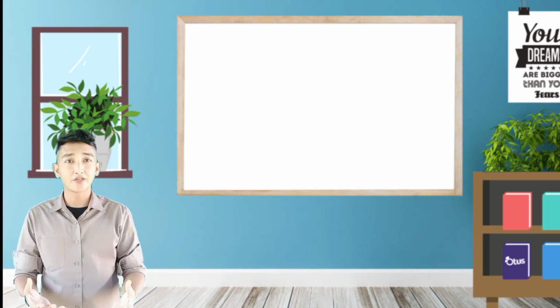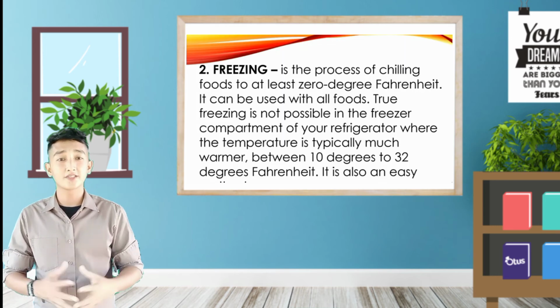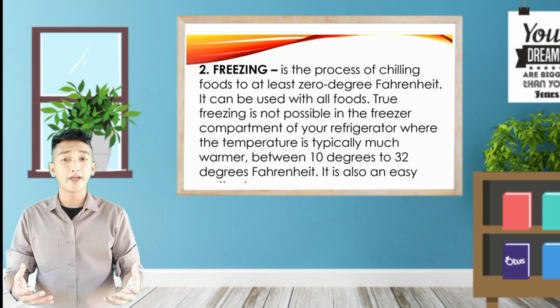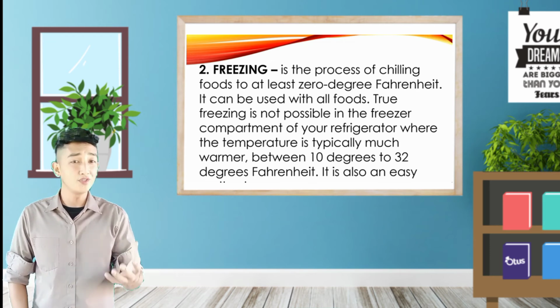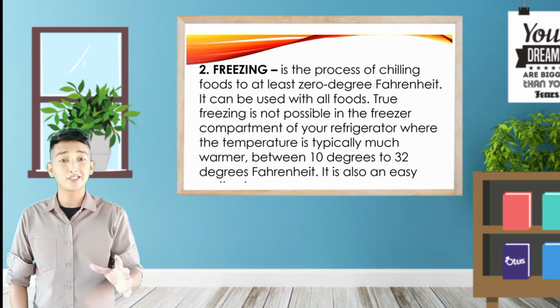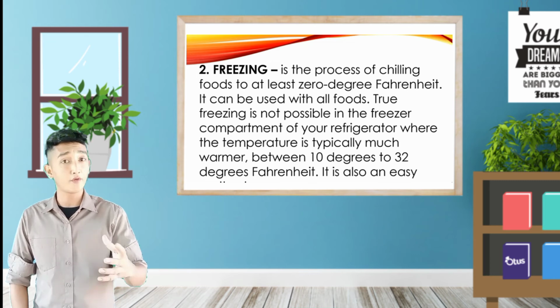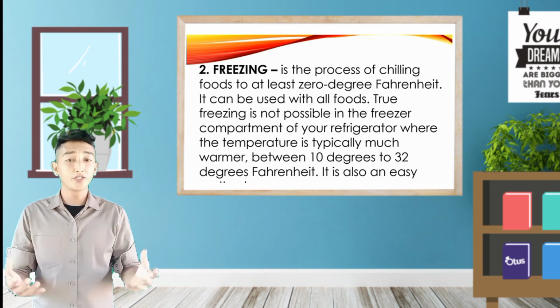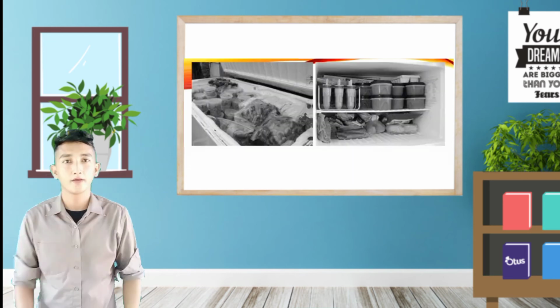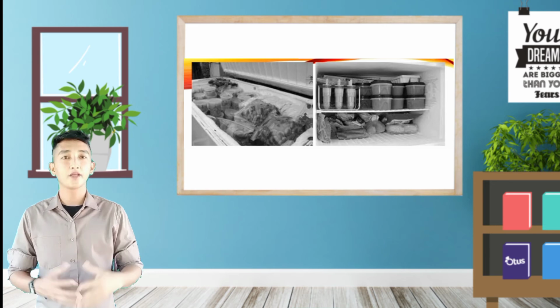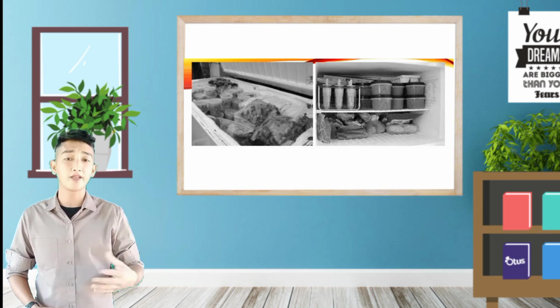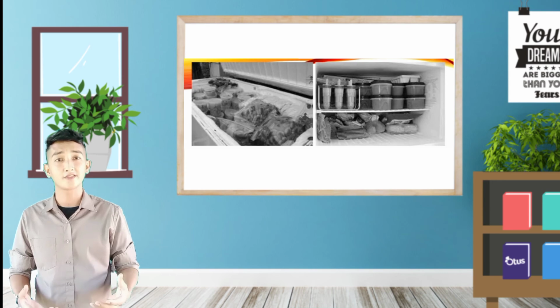The next way of preservation is freezing. Freezing is the process of chilling foods to at least 0 degree Fahrenheit. It can be used with all foods. True freezing is not possible in the freezer compartment of your refrigerator, where the temperature is typically much warmer, between 10 degrees to 32 degrees Fahrenheit. And freezing helps to preserve foods, slowing the action of enzymes and preventing the growth of microorganisms.